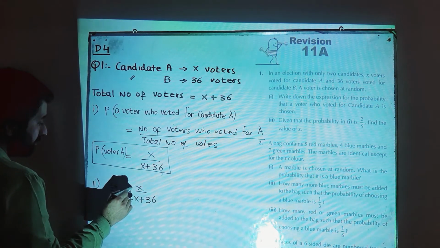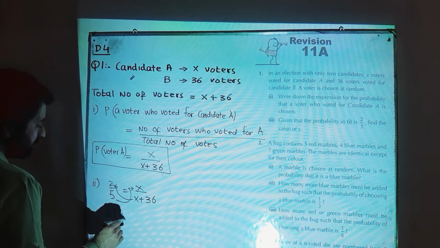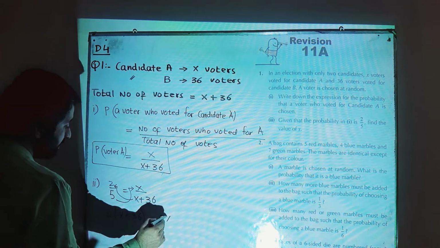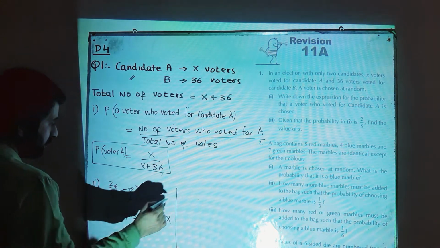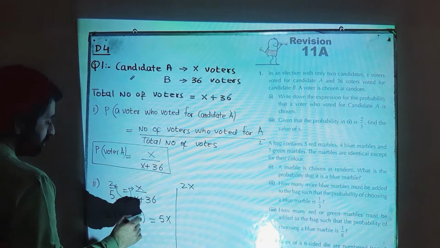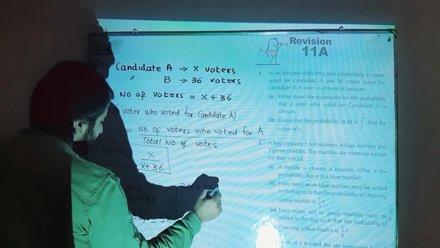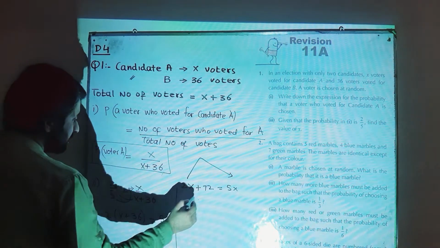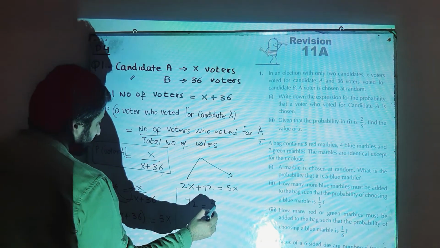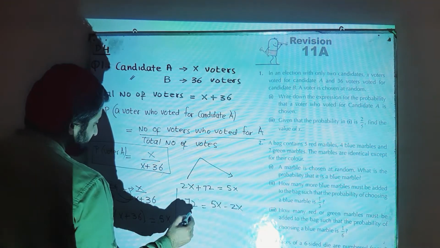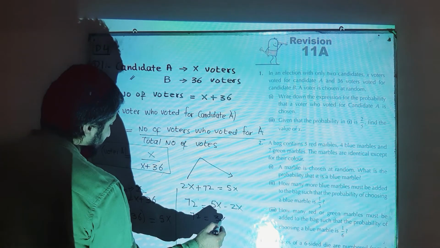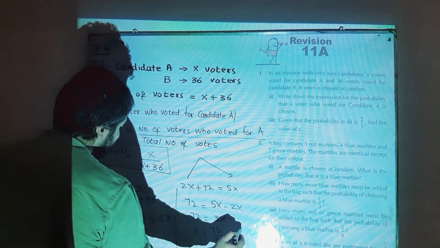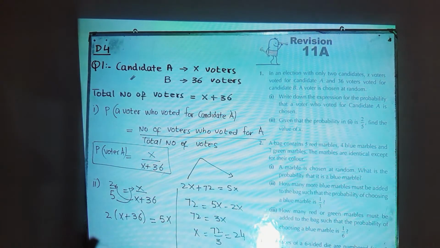You can cross multiply. So 2 will be multiplied with X plus 36, keeping X plus 36 inside brackets, and 5 will be multiplied by X. So 2 into X is 2X, 2 into 36 is 72, equal to 5X. We have to find the value of X. Move 2X to the other side: 72 is equal to 5X minus 2X, so 72 is equal to 3X. So X will be equal to 72 over 3, which is 24. This is the solution for question number 1.